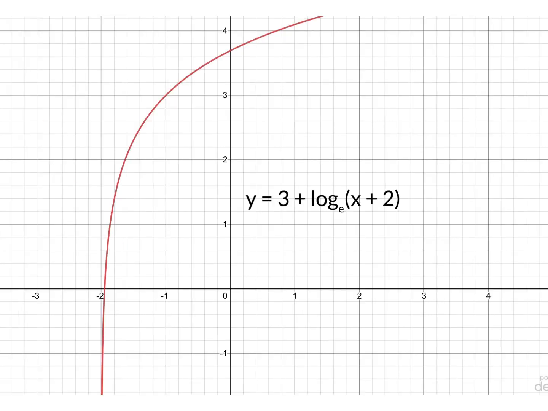And this one, 3 plus, let's focus on the log base e of (x + 2). We're affecting the x value with a plus 2, so we move it 2 to the left. And so our new asymptote becomes x = -2, so it approaches -2, and we move it up 3.